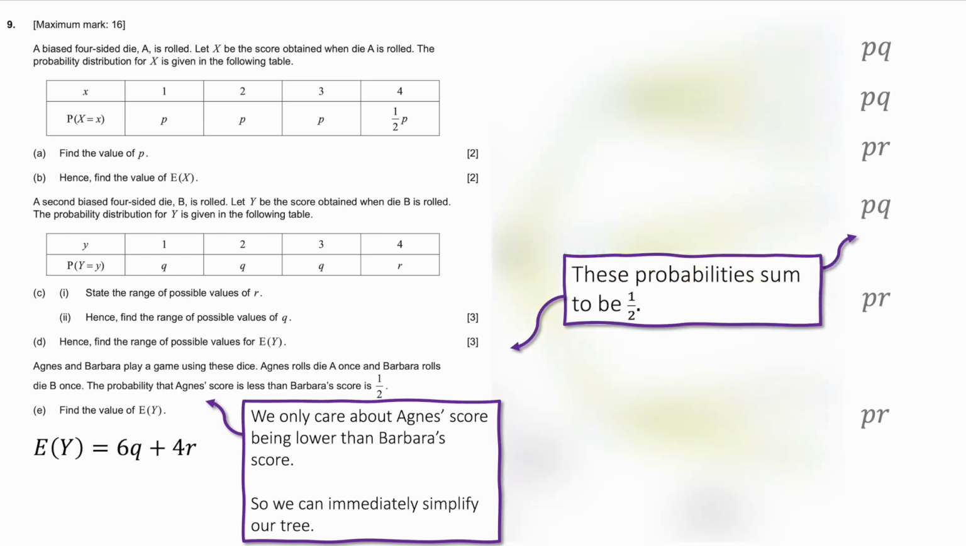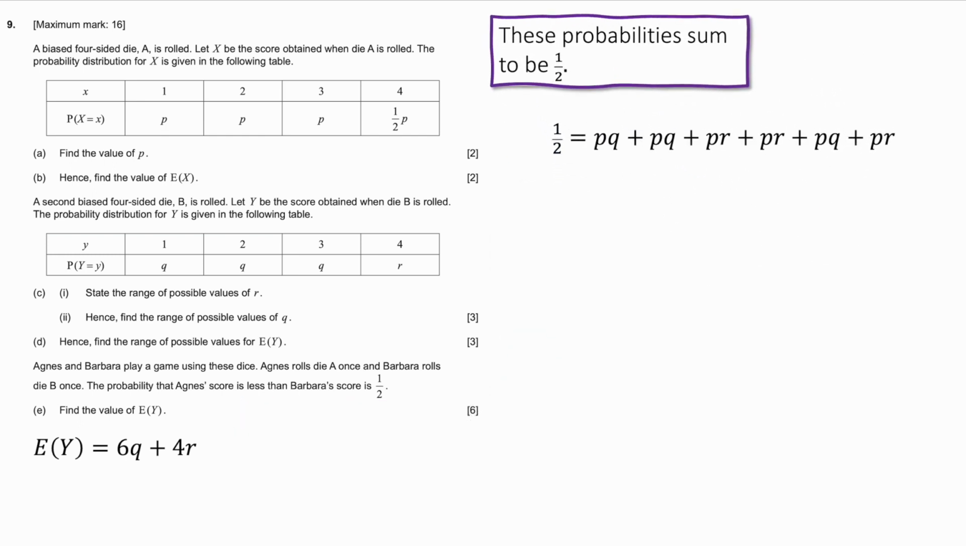So these probabilities must sum to be 1/2, because in the question it says that the probability that Agnes' score is less than Barbara's score is 1/2. So all these combinations make 1/2, and we're going to add all those up together to make 1/2. And this simplifies: P times Q plus P times Q plus P times Q is going to simplify to be 3PQ, and then we've got PR plus PR plus PR is 3PR.